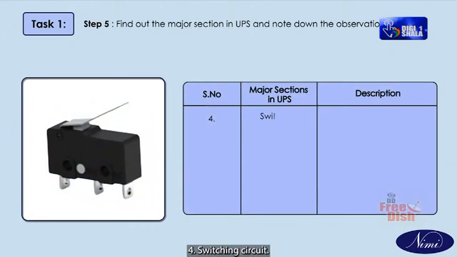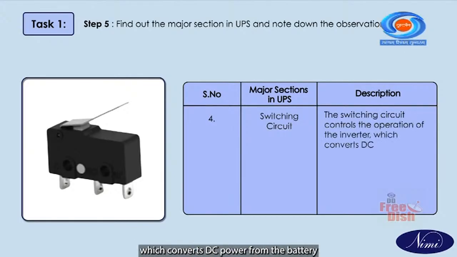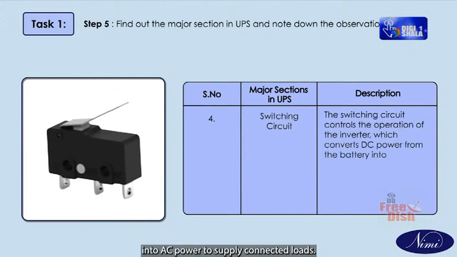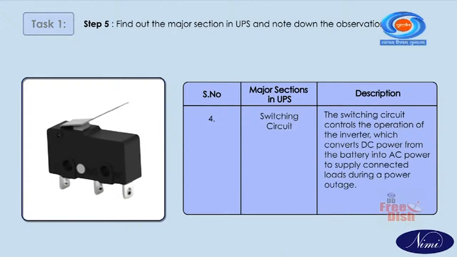Number 4. Switching circuit. The switching circuit controls the operation of the inverter, which converts DC power from the battery into AC power to supply connected loads during a power outage.